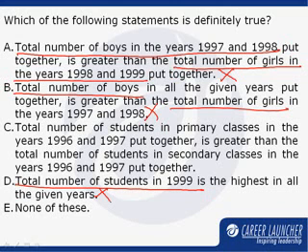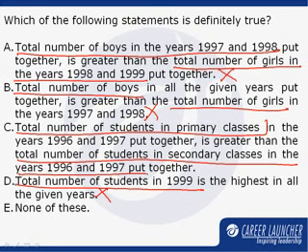Let us see what C talks about. C talks about total number of students in primary in the year 96-97, and it asks me to compare with total number of students in secondary classes in the years 96-97. Now, this seems plausible because in the previous question we have seen that we could find out in 96 what was the comparison between primary and secondary student boys. So let us see if we can apply the same logic and find out this particular data.